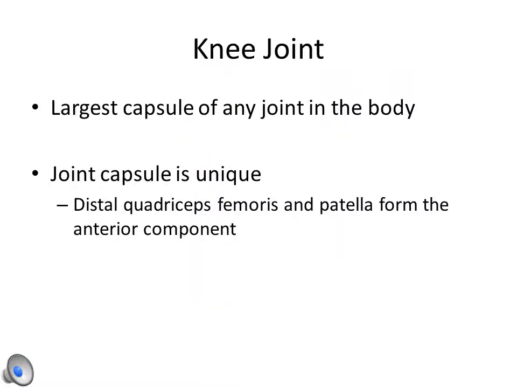The knee joint is a synovial joint and has the largest capsule of any joint in the body. The joint capsule is unique in that it attaches to the margins of the articular surfaces of the tibia and femur on the lateral and posterior aspects. Anteriorly, the distal quadriceps femoris and the patella form the anterior component of the joint capsule.